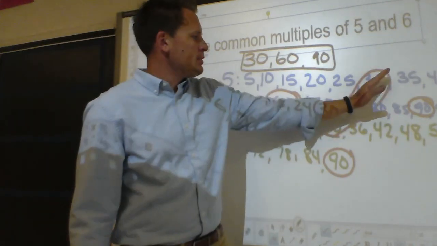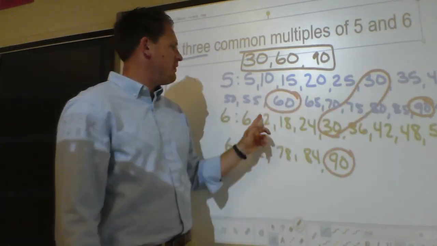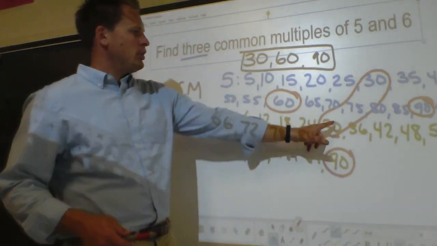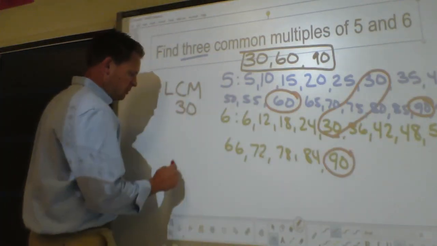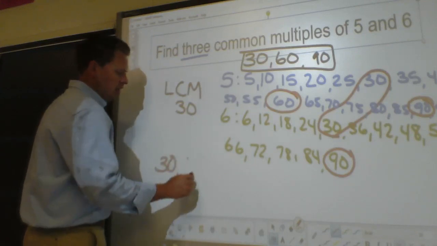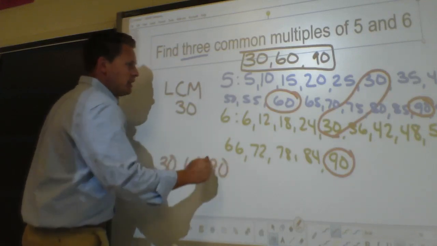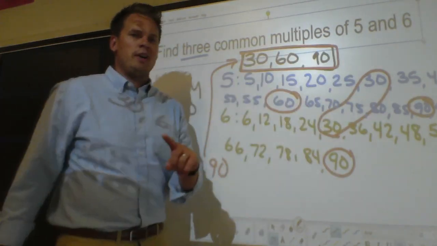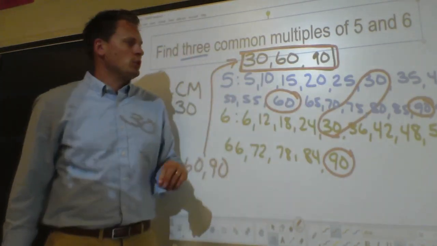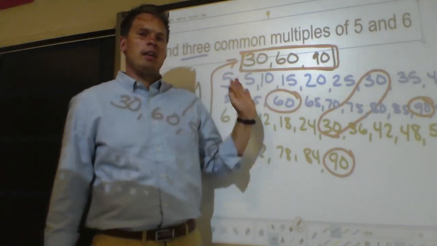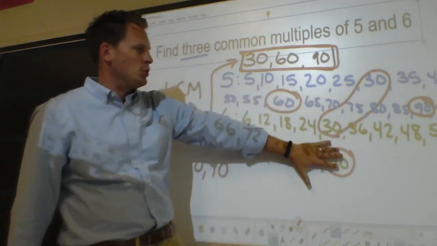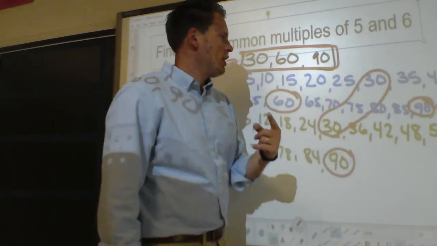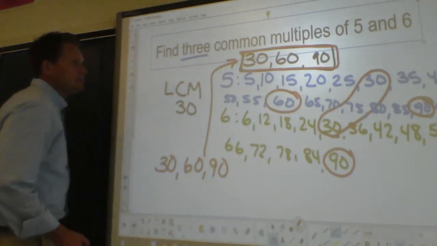At this point, I didn't need to count by 5s and 6s. Because once you find your least common multiple, all you have to do is count by this number. If we were to list the multiples of 30, it would go 30, 60, 90, which are our 3 common multiples. So once you find the very first least common multiple, just start counting by that to find the other common multiples. I didn't have to do all this work. All I had to do was get to 30 and then start counting by 30s. Let's see what happens in the next one.